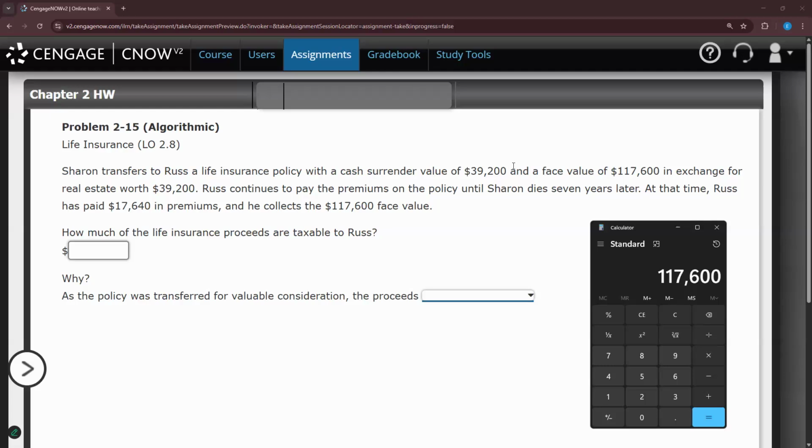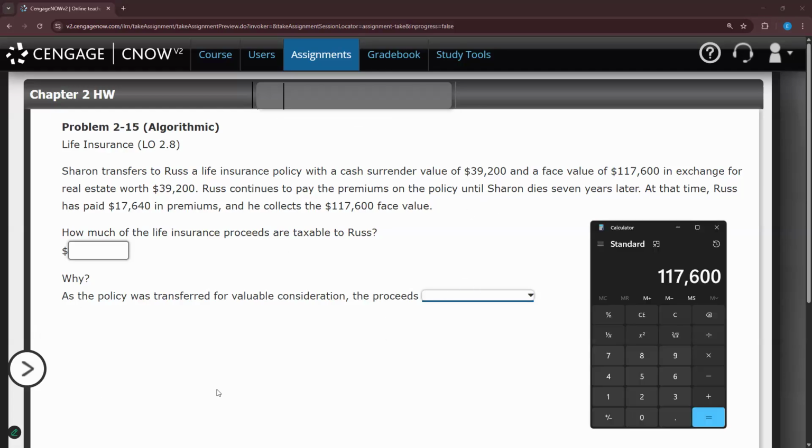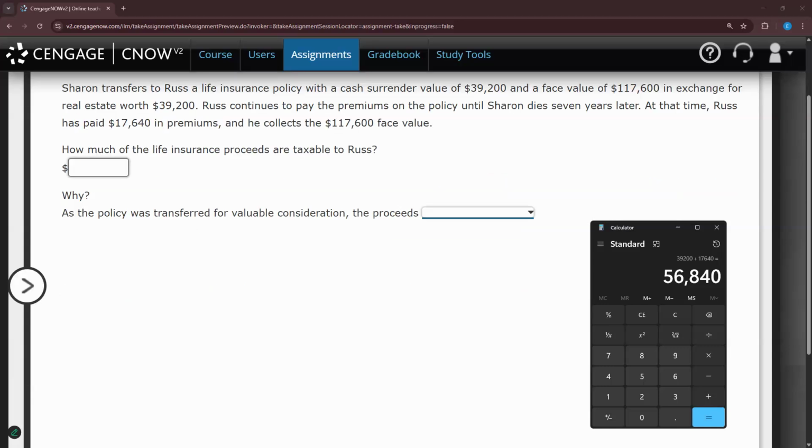Now, what we also need to figure out is the cash surrender value. In this case, the cash surrender value is $39,200. And then we also factor in how much Russ paid in premiums. So we add the two: the cash surrender value of $39,200 plus the premiums that Russ has made over the past 7 years, which is $17,640. This ultimately represents, for lack of a better word, his basis.